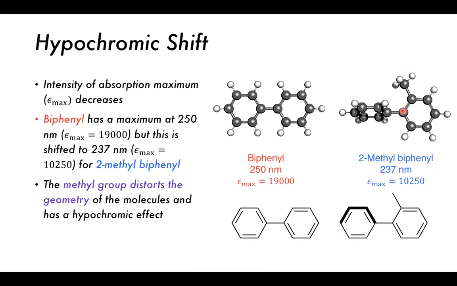And so that changes the peak position somewhat. It's not such a big change, but it does massively affect the epsilon max, so it changes the intensity of the absorption significantly. The methyl group distorts the geometry of the molecule, and this causes a hyperchromic effect. Why does it cause a hyperchromic effect? Well, because it reduces the ability of the molecule to share electrons in its conjugated system. The conjugation is reduced because of this.